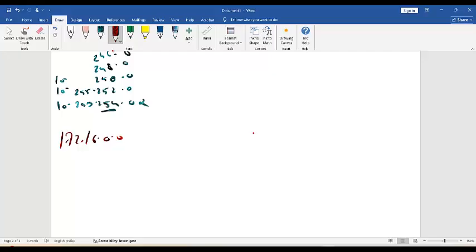So this is it. 172.16.0.0, 1000 IPs per subnet. Right? Try it, and then if you can finish it, we'll discuss in the next class.